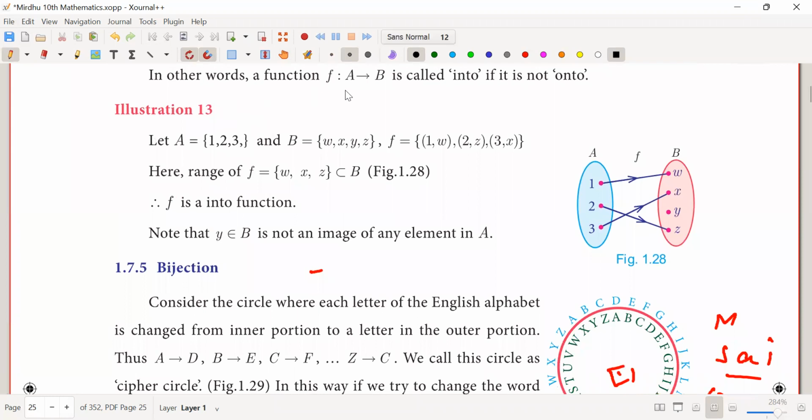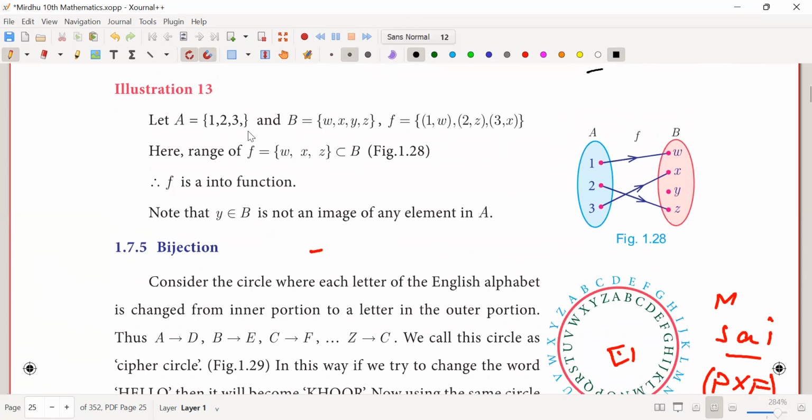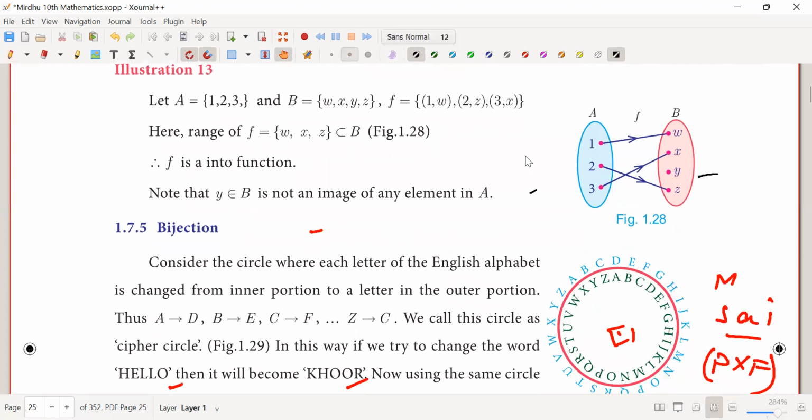In other words, a function f from A to B is called into if it is not onto. If it's not onto, definitely it is an into function. Here, y doesn't have a pre-image. So this is an into function.